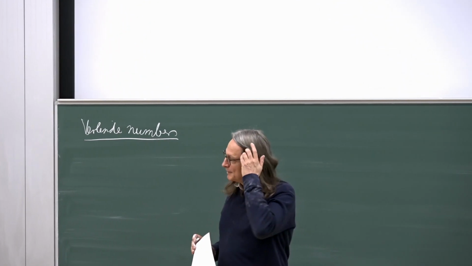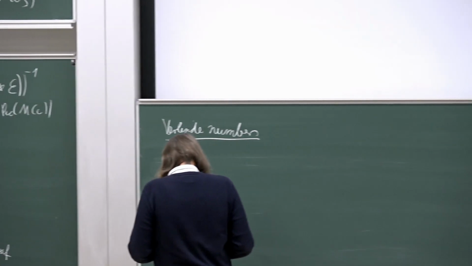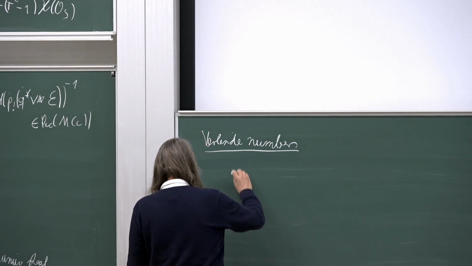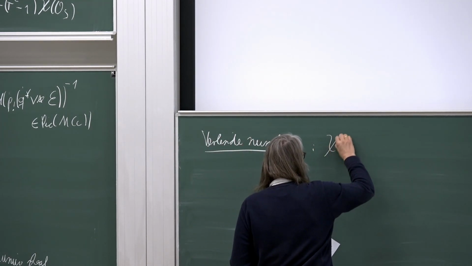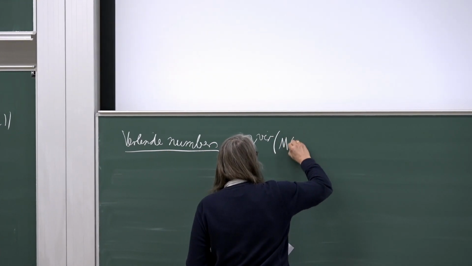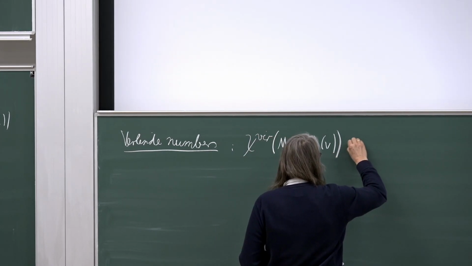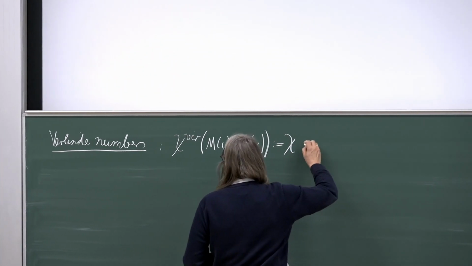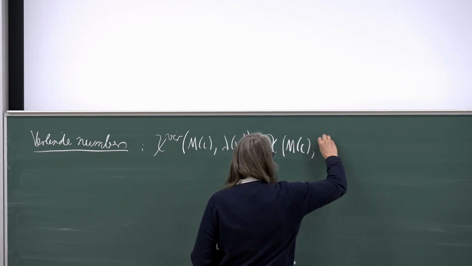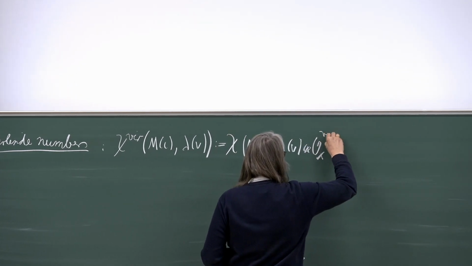But anyway, I'm sure the conjecture also holds with the correct definitions in general. So my Verlinde number will be just, I take the so-called virtual holomorphic Euler characteristic of M_C with line bundle lambda, which is defined to be the holomorphic Euler characteristic of M_C, lambda tensor the virtual structure sheaf.